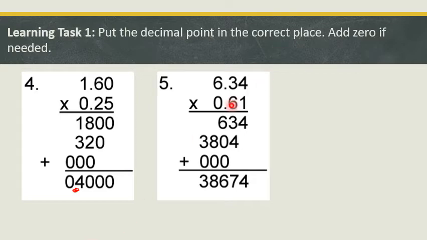And last, number 5, bilangan natin yung decimal places. So, 1, 2, 3, 4. Okay, so dito tayo magsimula sa kanan. 1, 2, 3, 4. So, sa pagitan ng 3 and 8. Okay po. So, yun po yung ating learning task 1.